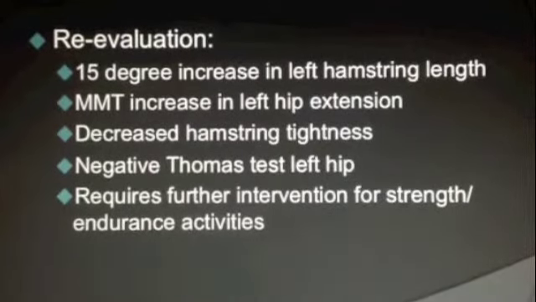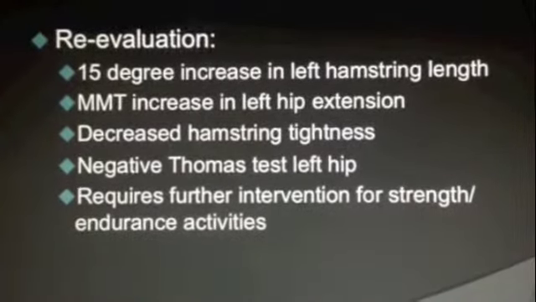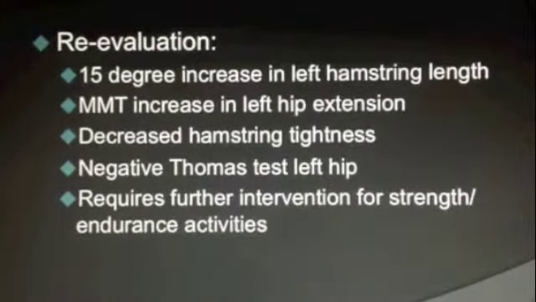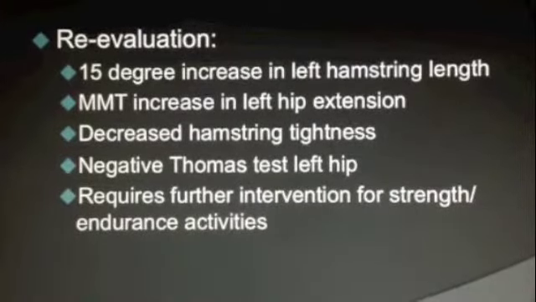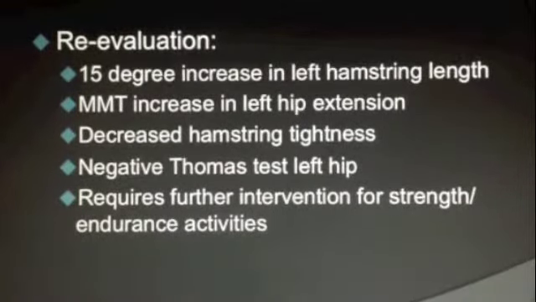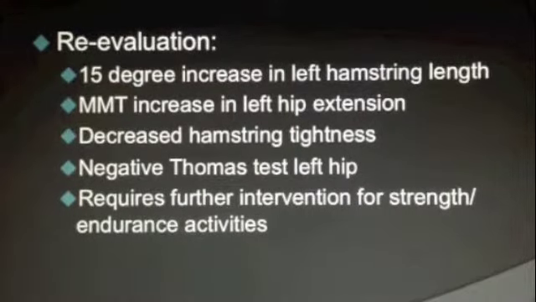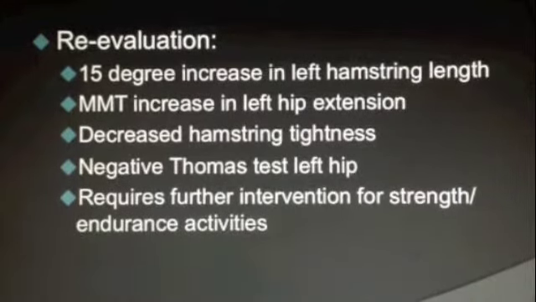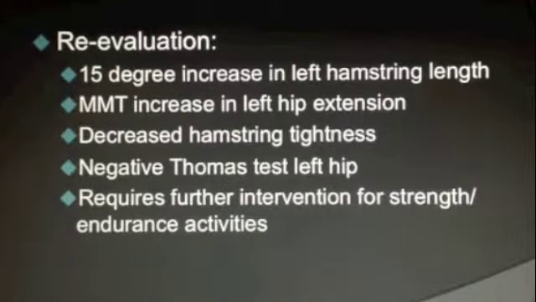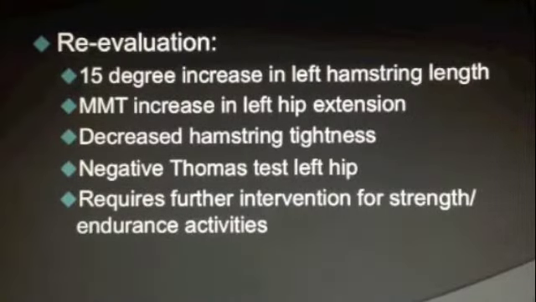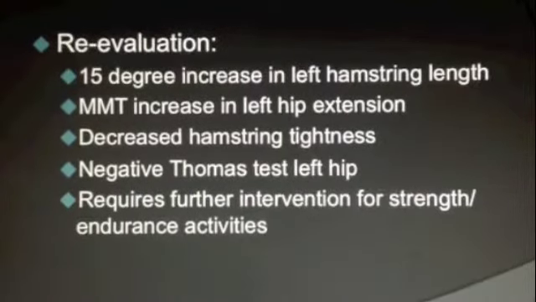So at the reevaluation 4 weeks later, this patient has a 15-degree increase in her left hamstring length that's seen through the hamstring test. She went from 45 degrees on the left to 60 degrees on the left. Her strength has increased with her hip extension from a 4 to a 4+ on the left. The palpations of the hamstring were unremarkable at the re-eval, so the hamstring tightness has been decreased. She also has a negative Thomas test on the left hip, but she does require further interventions for strength and endurance.